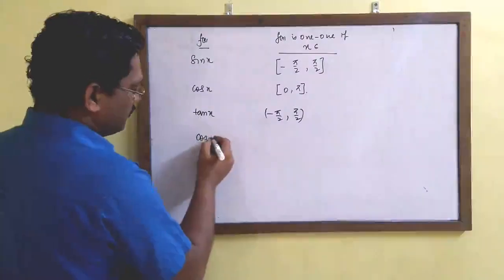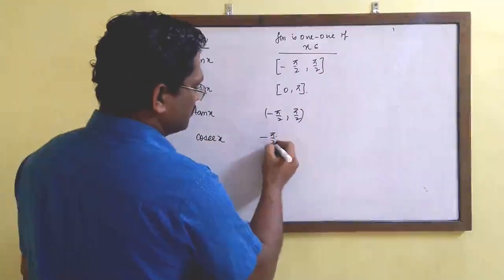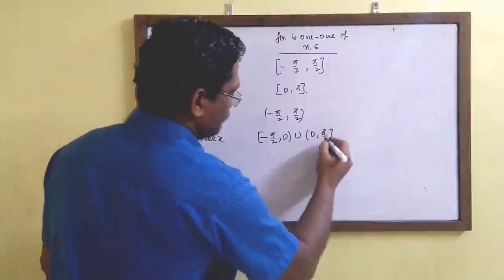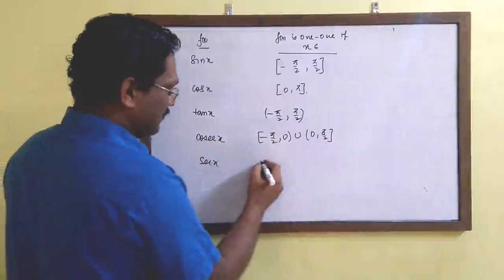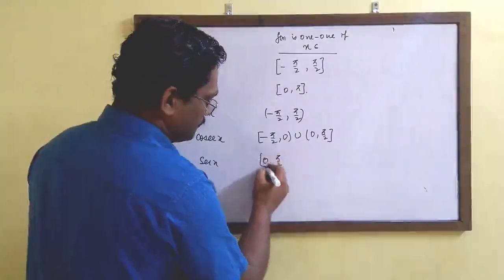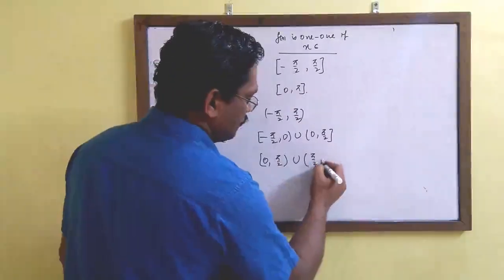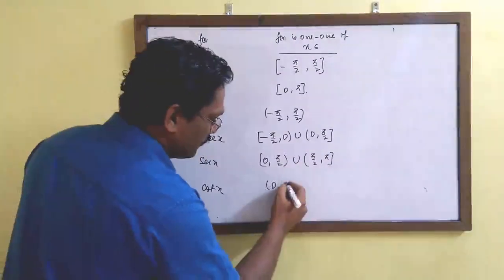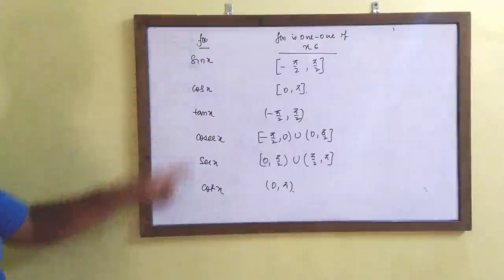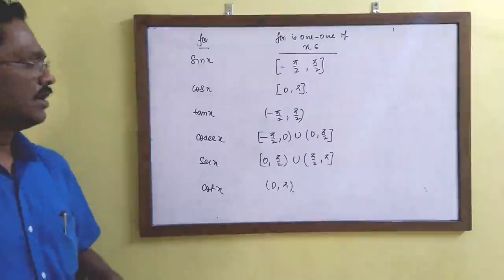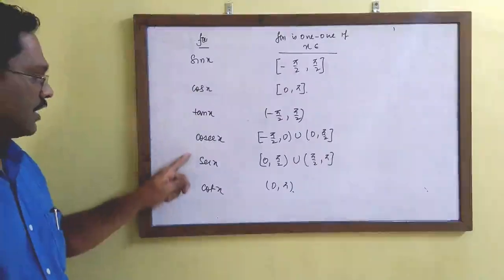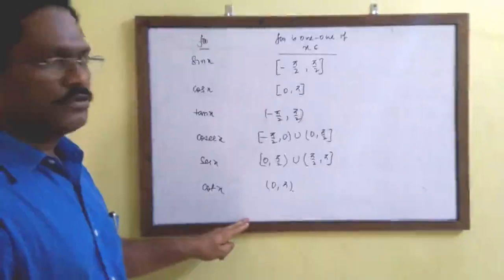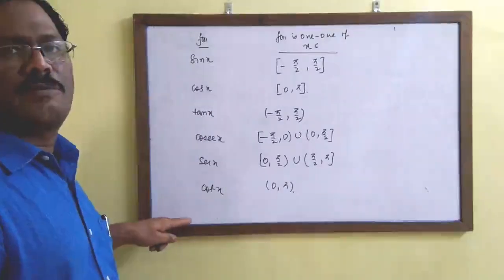Now for cosec x, this interval is minus pi by 2 to 0, union 0 to pi by 2. Now for sec x, it is 0 to pi by 2, union pi by 2 to pi. Now for cot x, this is 0 to pi. So these are the principal intervals in which these trigonometric functions are considered as one-one functions. And you should make a note of this as well as remember this.